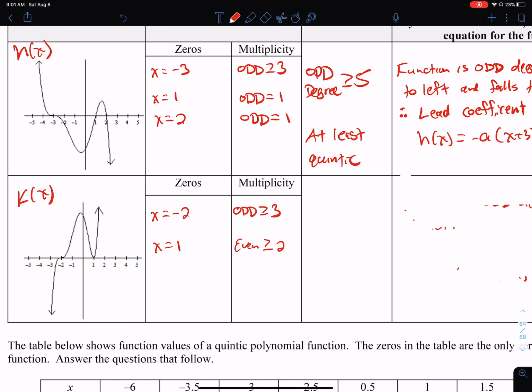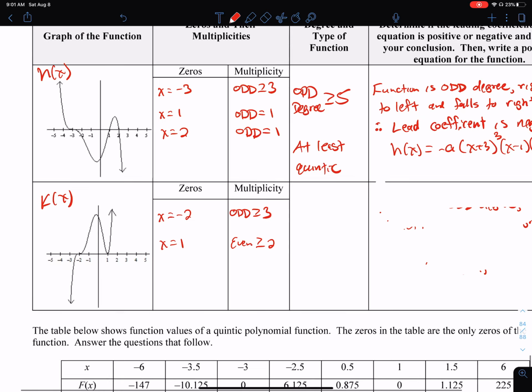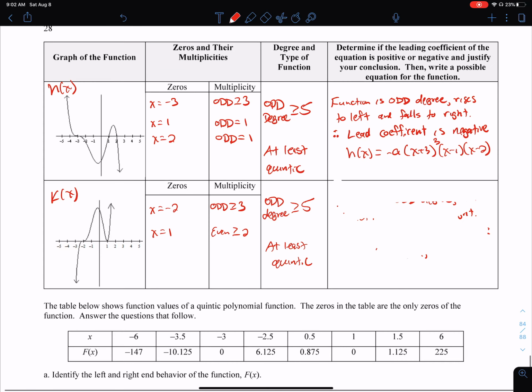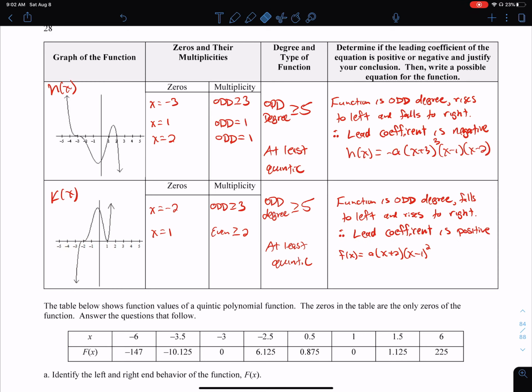So if we take 3 plus 2, we're going to get at least quintic again. This is an odd degree polynomial of at least 5. It's odd and it falls to the left and rises to the right. Therefore, the lead coefficient is positive.